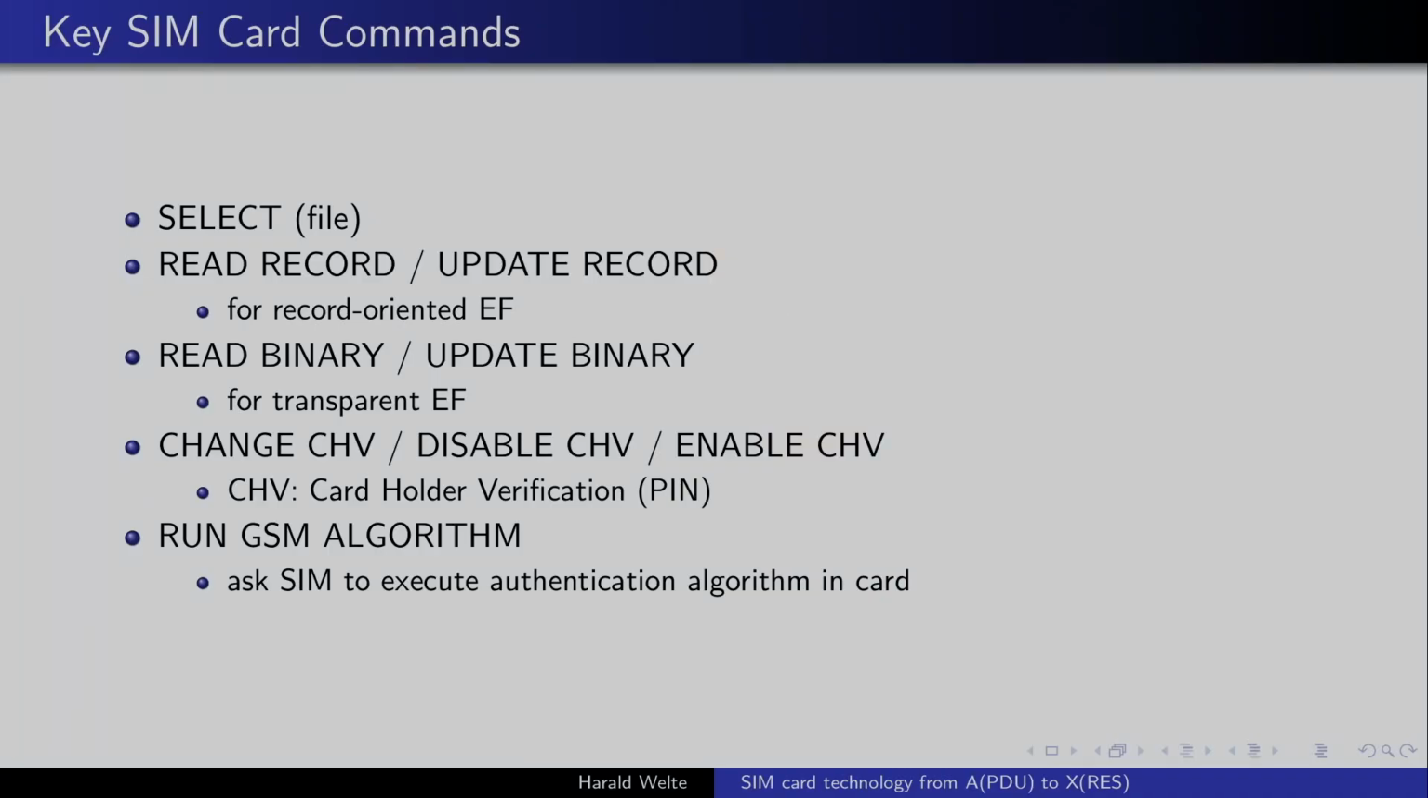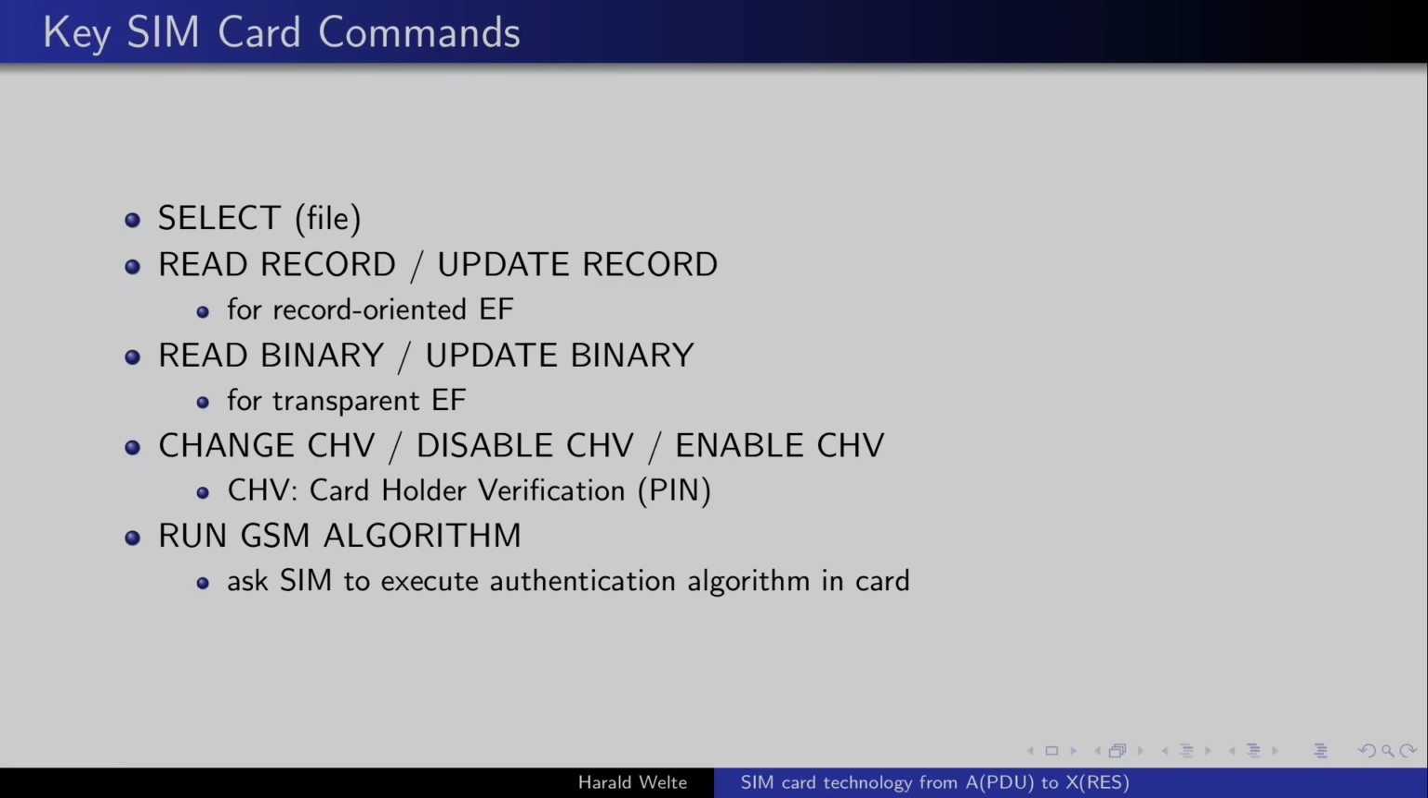The kind of commands we see, well, select file from the example. We have read record, update record. I guess I don't need to say anything about that. Similarly, read binary, update binary. And then we have commands like CHV commands, where CHV is the card holder verification, which is ETSI language for a PIN. Not sure why they don't call it PIN.